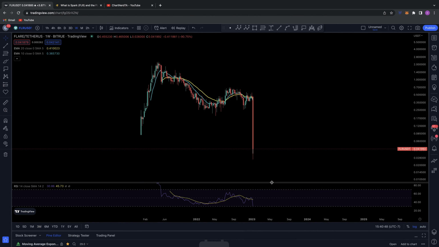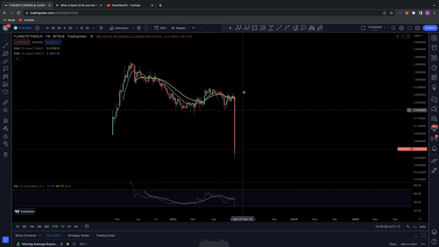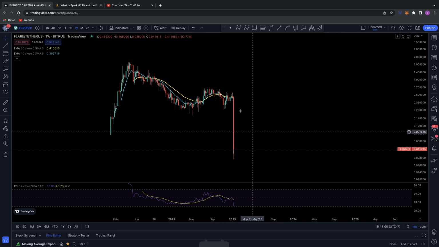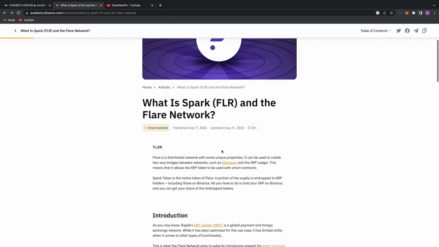Today we're going to be doing some technical analysis and a little bit of brief research into a project called FLR. And what FLR is, we'll get into that first. Okay, I know you can see this massive capitulative candle here, but I will explain that in a second. But what FLR is, or FLR, which is Spark, it's the token for the FLR network.